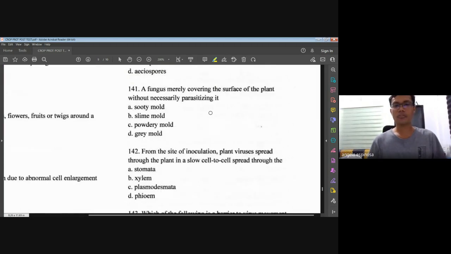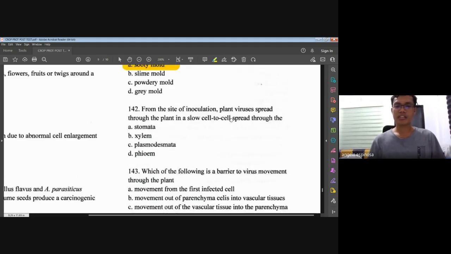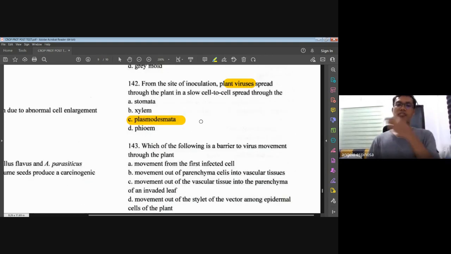141. A fungus merely covering the surface of the plant without necessarily parasitizing it. The correct answer is letter A, sooty mold. Sooty mold. Okay. 142. From the site of inoculation, plant viruses spread through the plant in a slow cell-to-cell spread through the plasmodesmata. Ito talaga sa viruses to. Okay? Kasi cell-to-cell yan sila. Dumadaan sa plasmodesmata, yung parang bridge. Okay, yun.